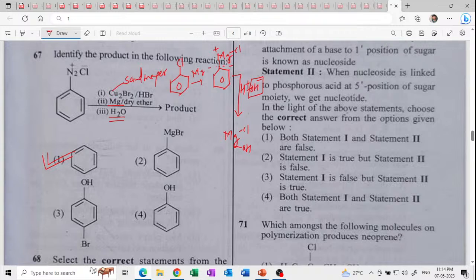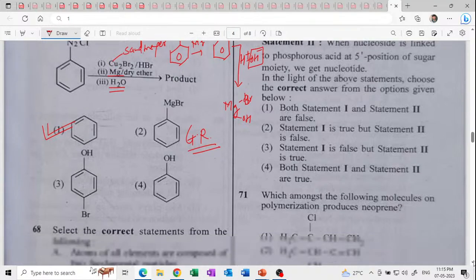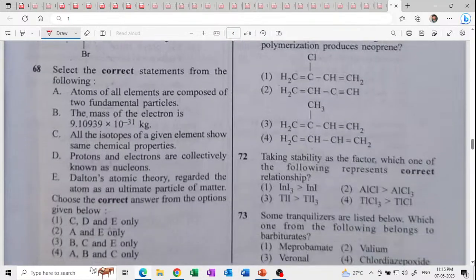Get it? So this second one is the Grignard reagent. When the Grignard reagent reacts with the Br, yes correct, this is the Br. Actually the Br was needed. Okay, bromine is there. Here the bromine is in, that's why the Br. This is the bromine also. Get it? So there is a formation of the benzene directly.